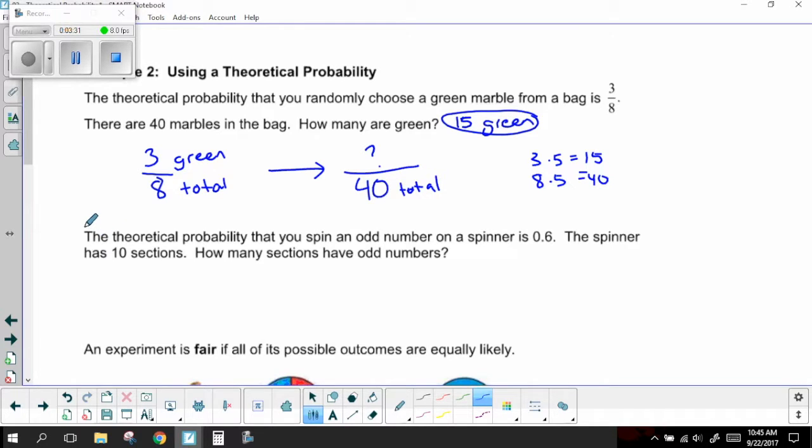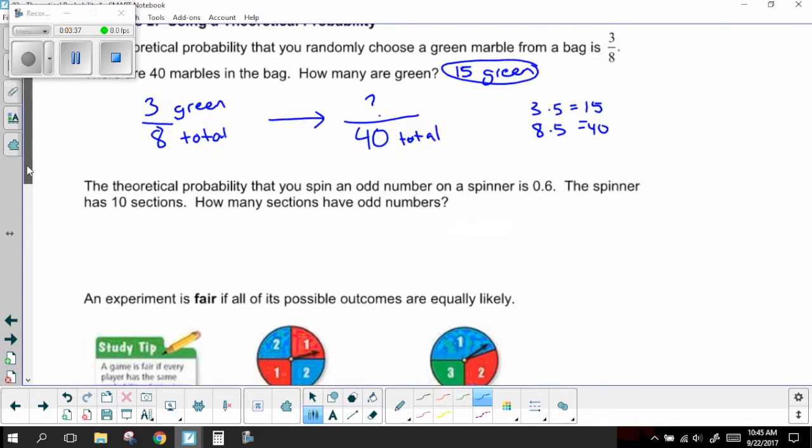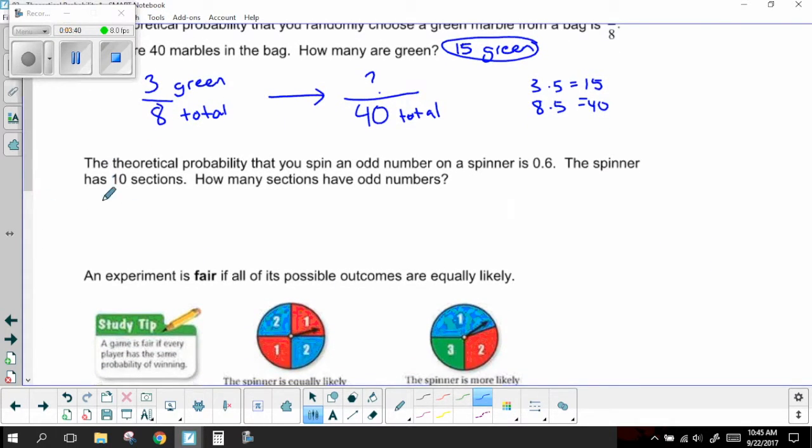Here's another example. The theoretical probability that you spin an odd number is 0.6. I don't know what this spinner looks like. Something kind of like these things, but it has 10 sections. So we can figure out how many have odd numbers. What's 0.6 as a fraction? Based on place value, 0.6 is 6/10, which is the same as 3/5. So 3 odd numbers for every 5 total.